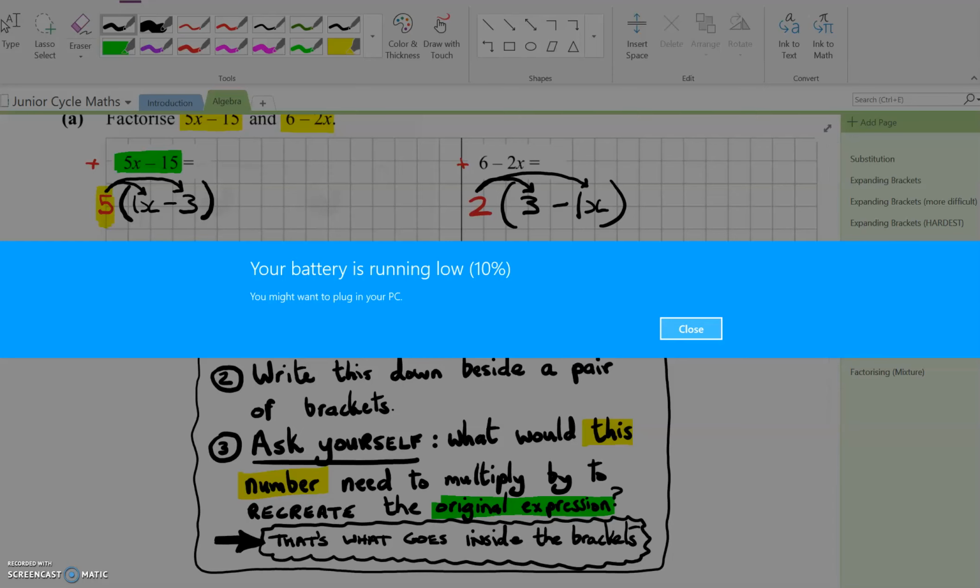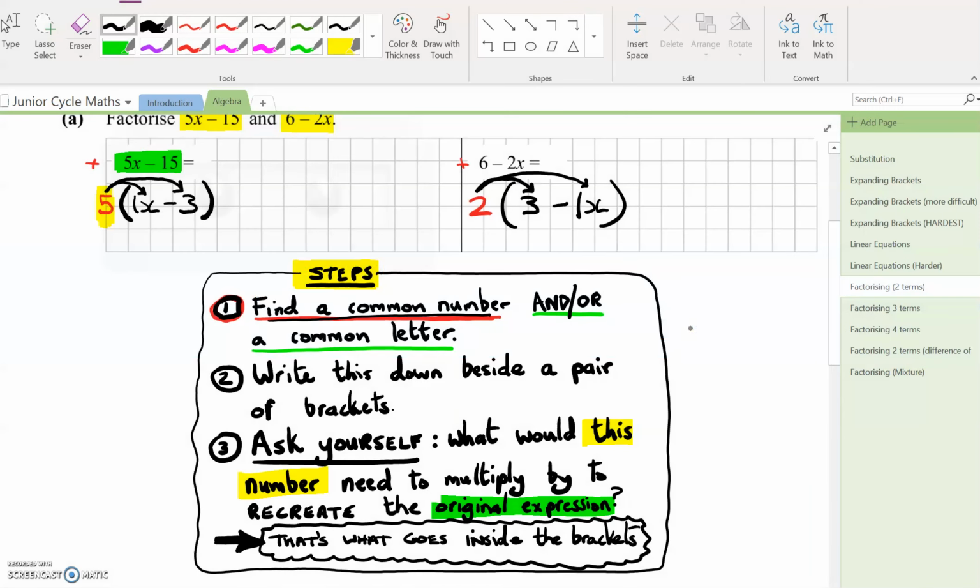Now, better plug in my battery before it goes dead. There we go.